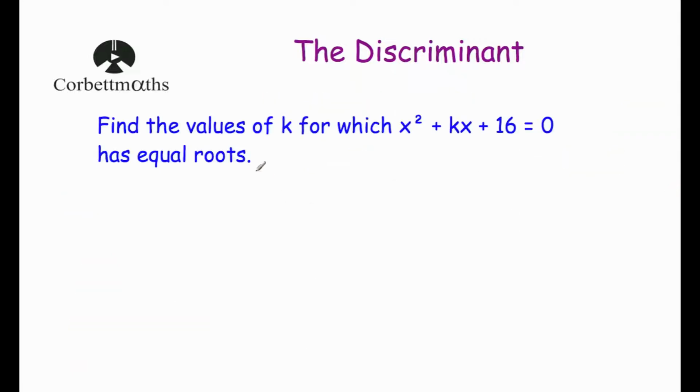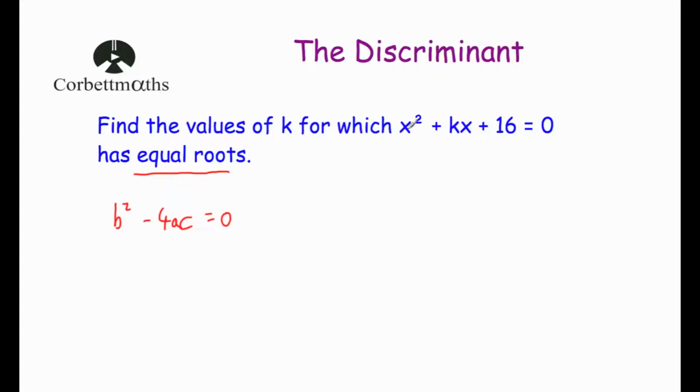Okay, let's have a look at some typical questions now. Our first question: find the values of k for which x squared plus kx plus 16 equals 0 has equal roots. So here we've got a quadratic equation and we've been told it has equal roots, in other words, two equal roots. And what that means is the discriminant, b squared minus 4ac, will equal 0.